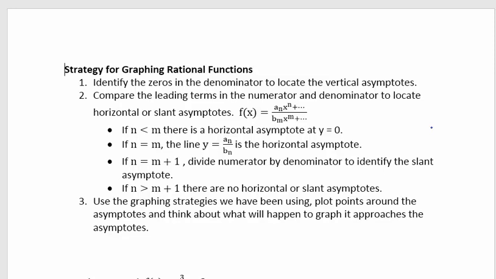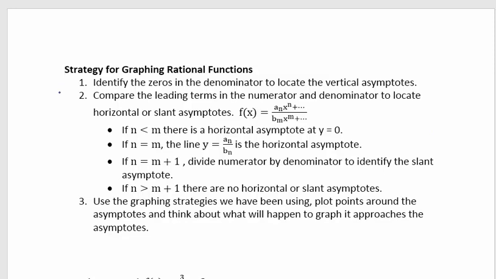All right, the strategy for graphing rational functions. So this is after you've already learned a little bit about rational functions and taken a look at a couple things. Now we're going to put it all together and look at a strategy. The first part of our strategy has to do with identifying the asymptotes.